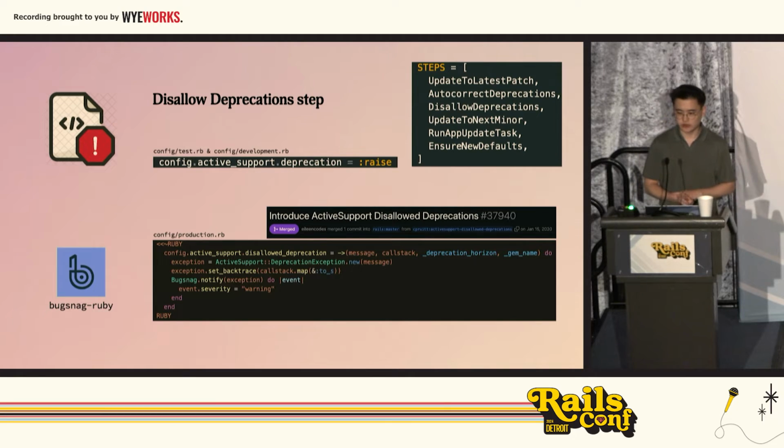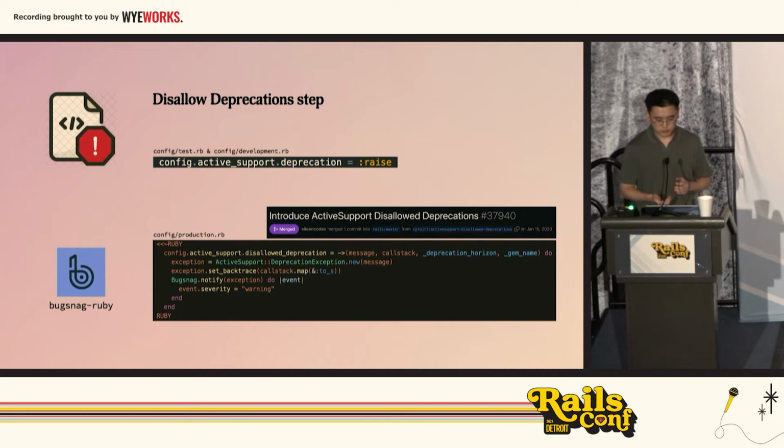Additionally, you may have noticed earlier that we had a step called disallow deprecation. This step does a couple of things. Prior to updating to the next minor version, on your test and development environment, we set deprecations to raise. On your production environment, if the app has the Bugsnag gem installed, we will make use of an API introduced in Rails 6.1 called disallow deprecations to send any deprecations encountered in production to Bugsnag. Both of these draw additional attention to any deprecations that may exist on an app and encourage devs to fix their deprecations before upgrading to the next minor version.